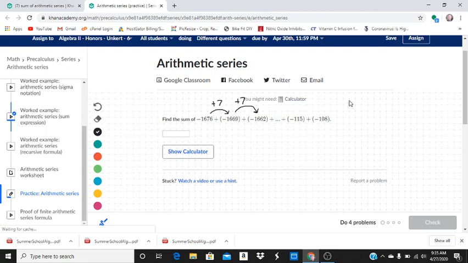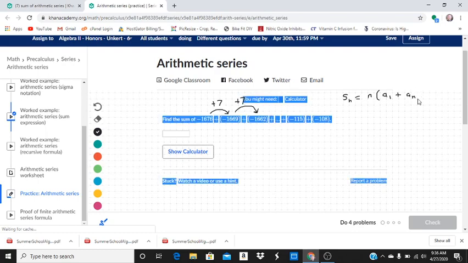So to figure out the sum, we have this formula that states that the sum of n terms equals the number of terms n, times the first term plus the last term, which we signify as a sub n, and all that divided by 2.